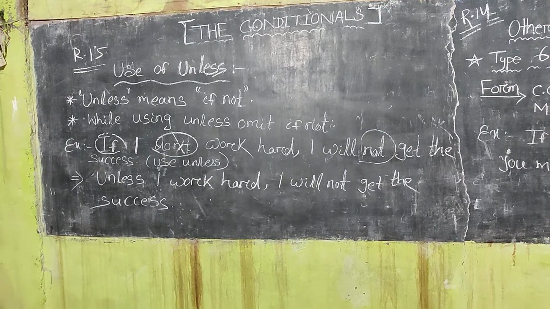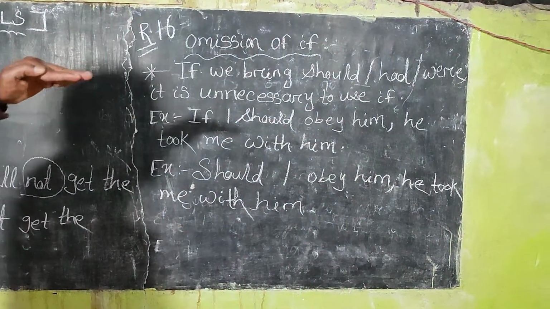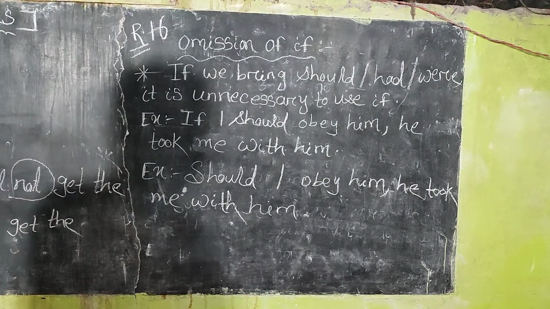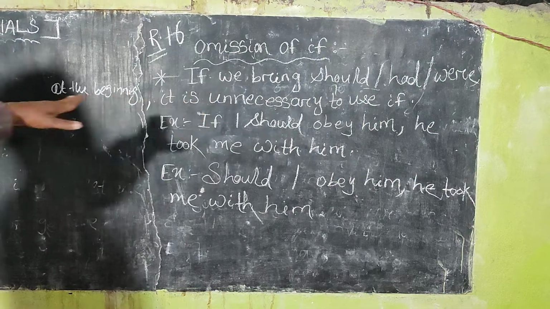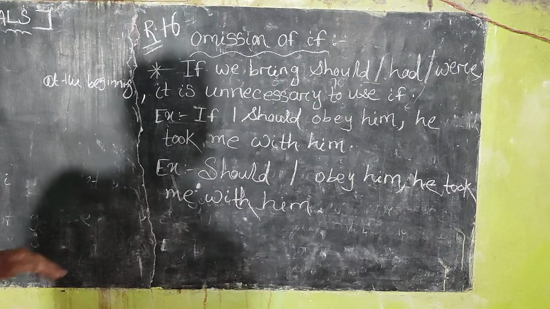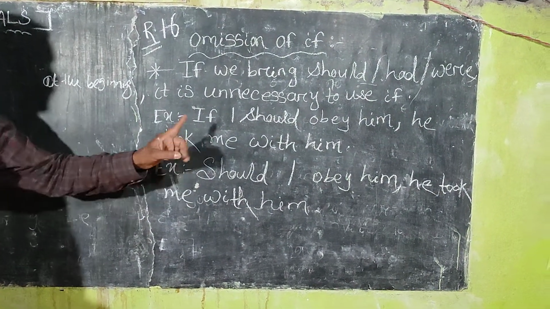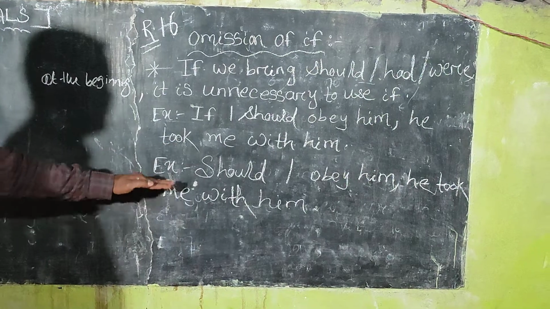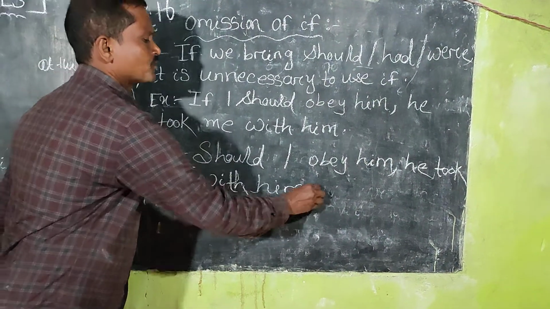And 16, omission of if. That means we can now say, if we bring should, had, or were at the beginning, it is unnecessary to use if. And here is an example. If I should obey him, he took me with him. If we want to omit it, the answer will be: should I obey him, he took me with him. And here a full stop is used.